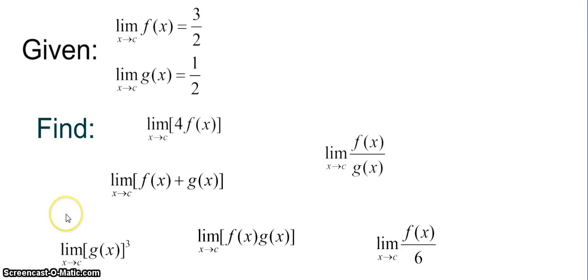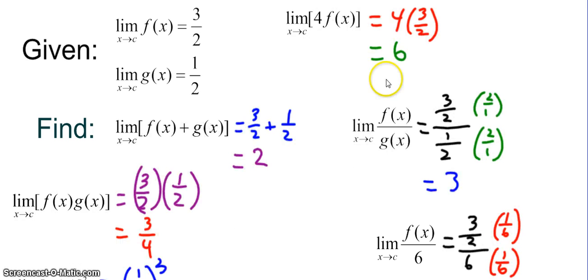So, try a few examples of this. Pause the video. Evaluate these limits. Unpause when you are ready to check. Alright, so the limit as x goes to c of 4 times f of x is 4 times 3 halves, because the limit as x goes to c of f of x is 3 halves. 4 times 3 halves is 6. The limit as x goes to c of f of x plus g of x is 3 halves plus 1 half. That's 2. Conveniently, they already had a common denominator.